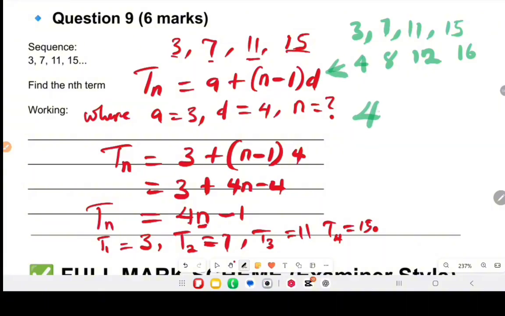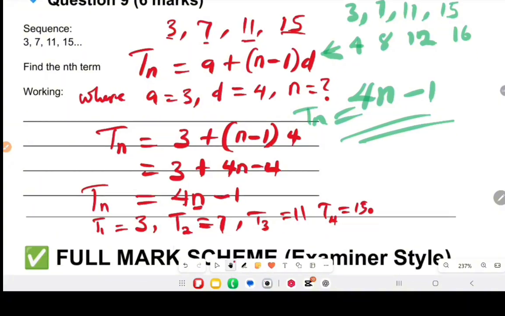The 4 timetable is 4n. Then the original sequence given minus the 4 timetable: 3 minus 4 gives us minus 1. 7 minus 8 is minus 1. 11 minus 12 is minus 1. 15 minus 16 is minus 1. So the nth term is 4n minus 1, which is good for objective. Then we continue.